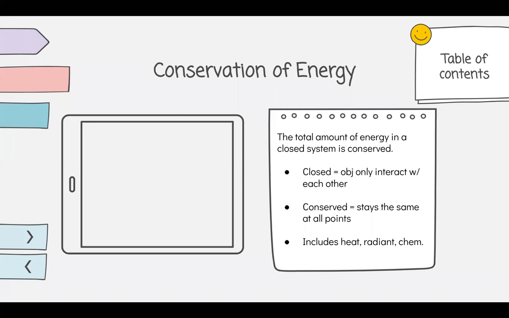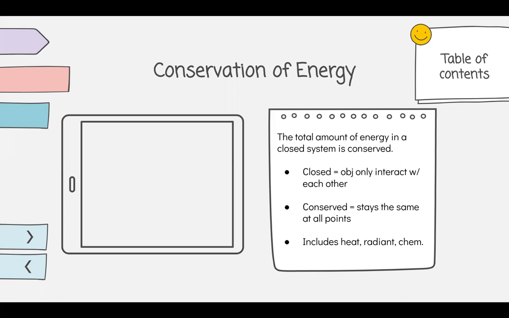Okay, so closed system, they only interact with each other. Conserved means that the total amount of energy stays the same at all points. So if I have a point A and a point B, maybe they have different kinetic and gravitational potential energies than each other, but the total is the same. And when we say total, do you remember the 8 forms of energy? Total is add all of those up. So total includes, yes, your kinetic and your gravitational potential, but total also includes heat and light and sound and chemical and you know the rest. There's a lot.